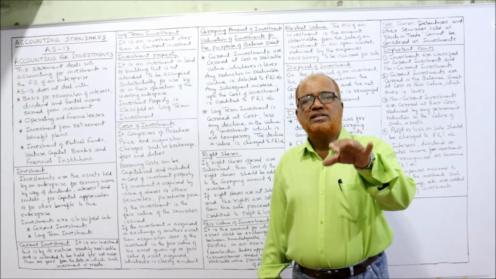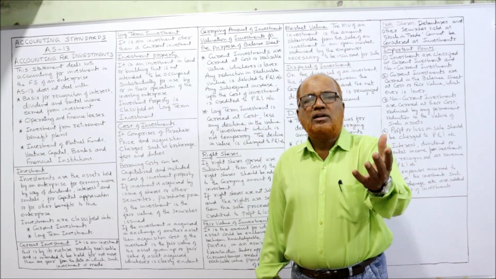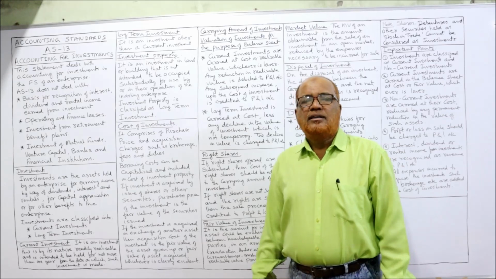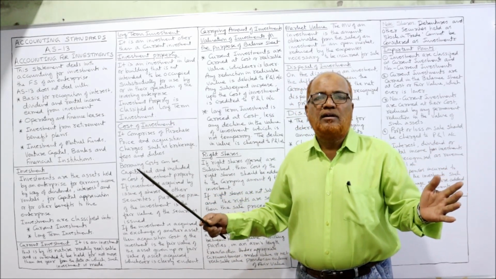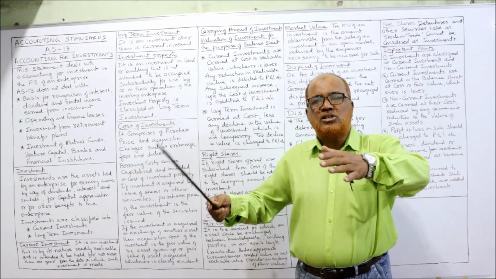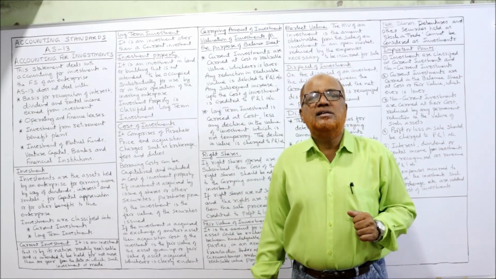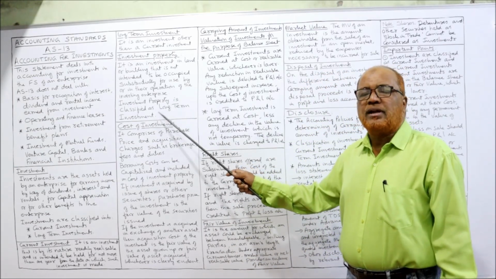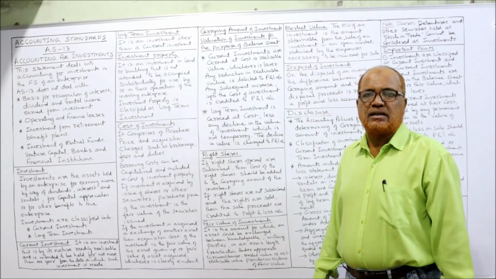Any investment which is made in land or property which is not being used in the operations of the enterprise. That means simply land and building is purchased as an investment, and that land and building purchased is not being used in the operations of the business, then it is called investment property. Now, investment property is always treated as long-term investment.